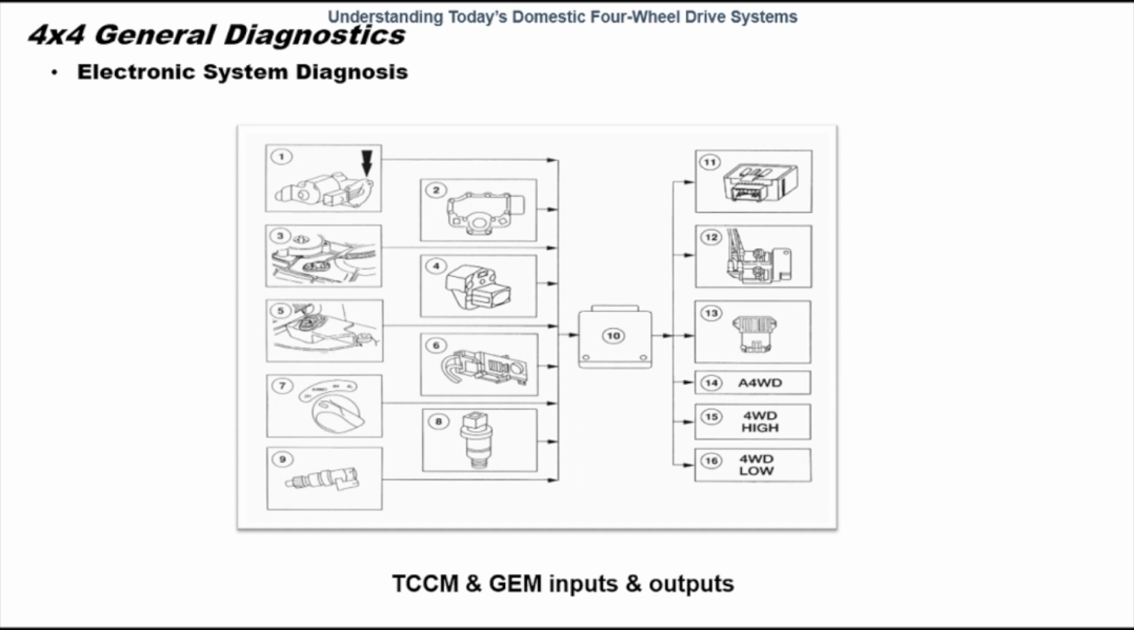As you can see, these components include the transmission range switch, the throttle position sensor, mode switch or selector switch, front and rear drive shaft speed sensors, vehicle speed sensor, brake pedal position sensor, clutch pedal position sensors on standard transmission vehicles, the encoder motor assembly, vacuum switches, and indicators depending upon manufacturer.